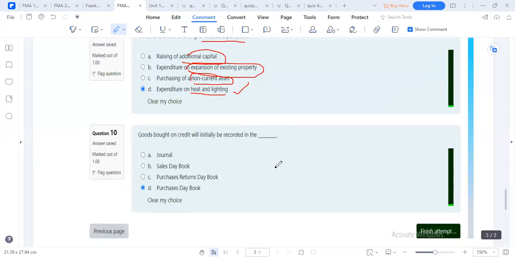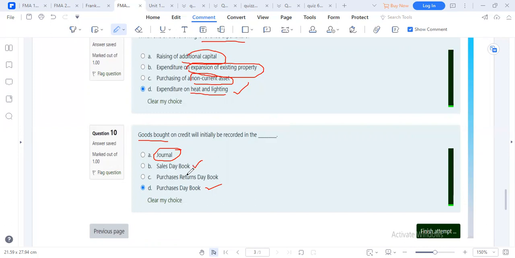So goods on credit will initially be recorded in what we call a purchases journal. So it's a purchases day book. How about goods sold on credit? They are written in a what? Sales day book. A day book is simply a book where all credit transactions are recorded. These books are called journals. So journal is a term which we use for a day book.